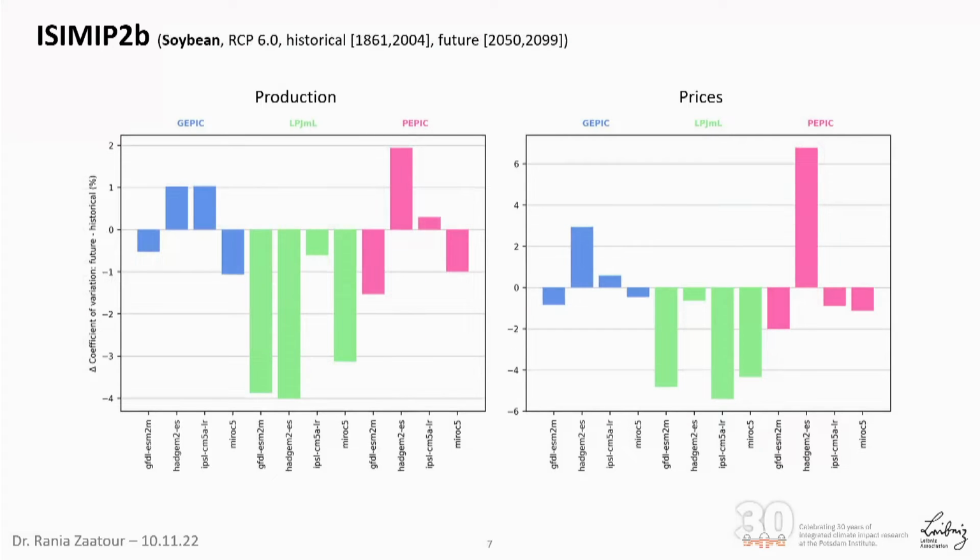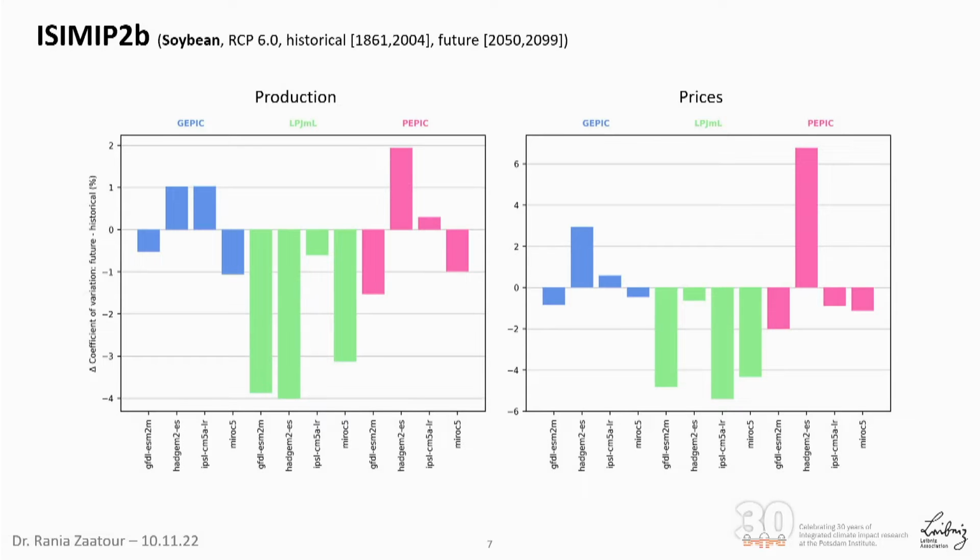Moving on to results from soybeans, still under RCP 6.0, we can see here that some climate and crop model combinations estimate production and prices to vary more in the future than they do in the historical period. We observe that the direction of change mainly depends on the choice of crop models. As you can see, there's a pattern of going up and then down, always down for LPJmL, and then up and down for PEPIC. And this trend follows in the prices.